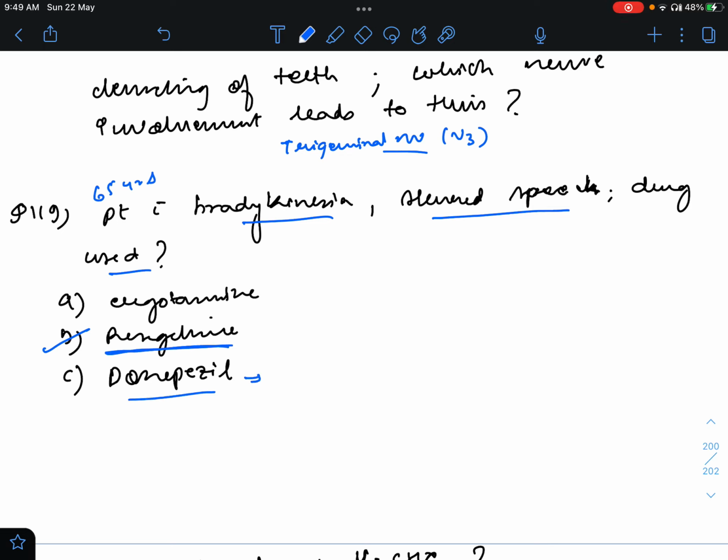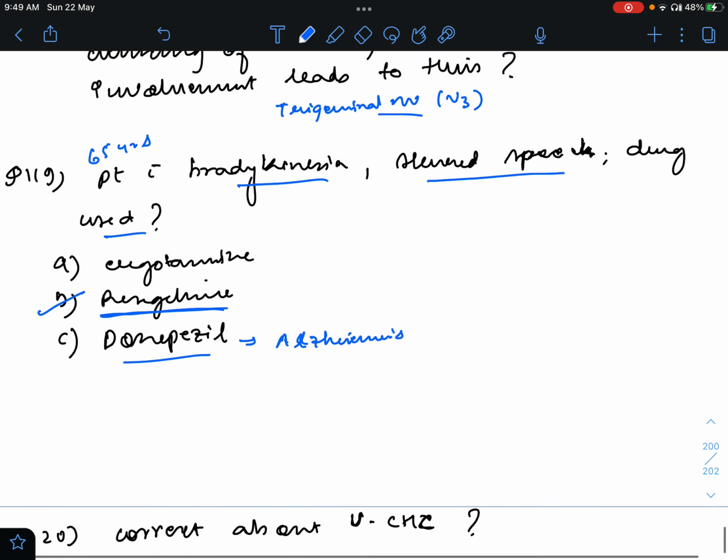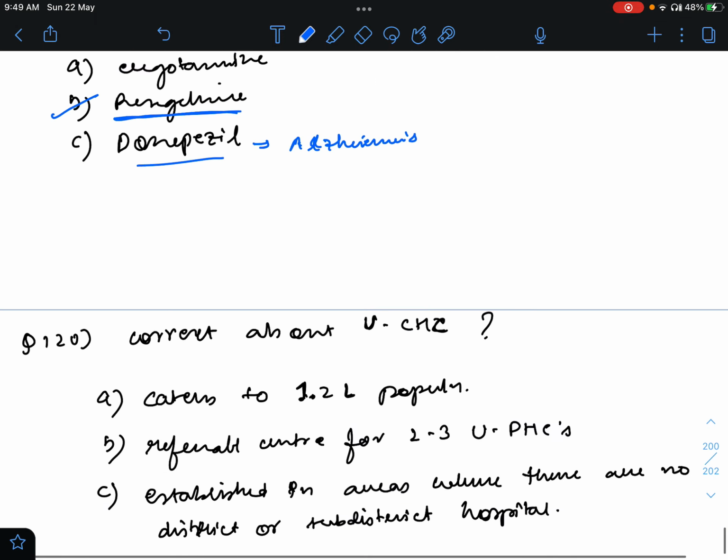The donepezil is used in Alzheimer's, and argatomine I don't know. Donepezil is used in Alzheimer's. Resergiline can be used.